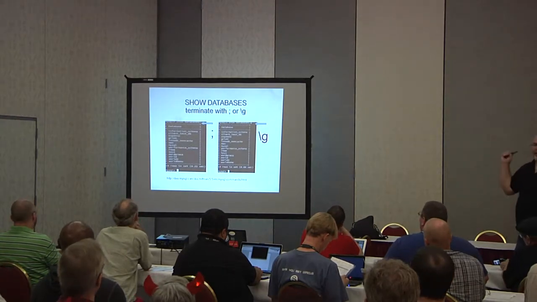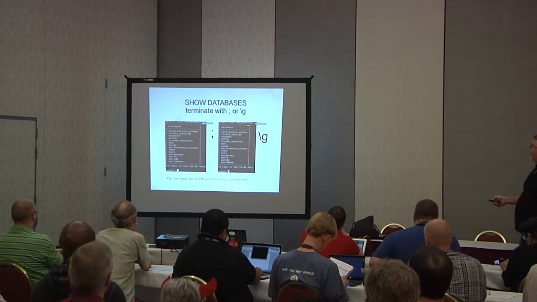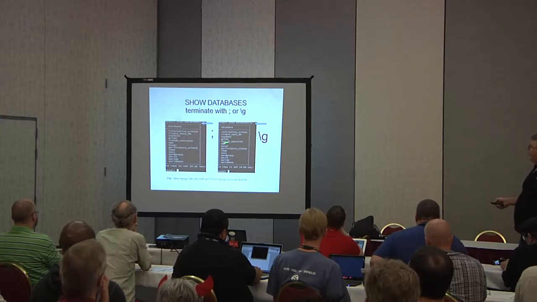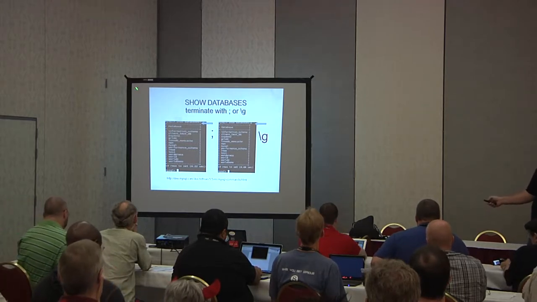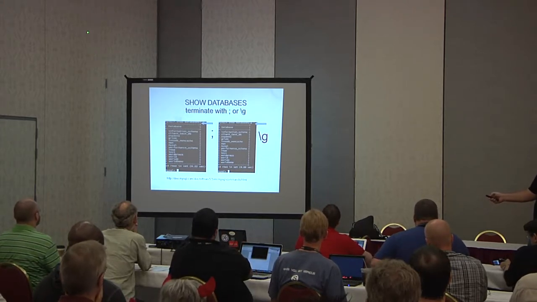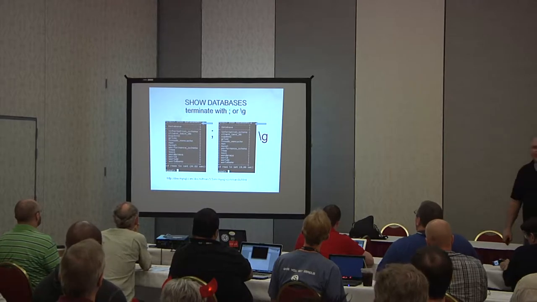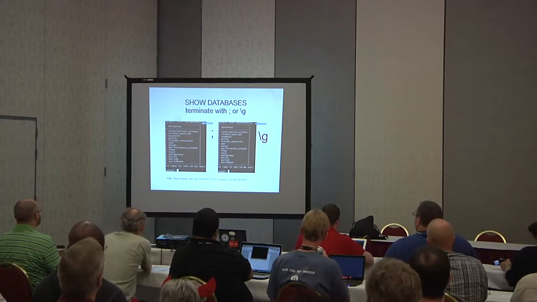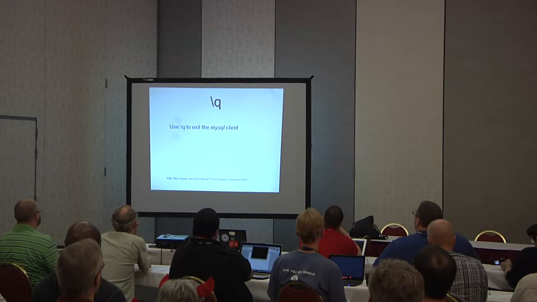Okay, so you're connected, you see the status, what can I actually do? Well, if you type the command show databases with a semicolon, or show databases with a \g, it'll show you the available databases out there on this box. Or rather, it'll show you the available databases on this box that you have permission to see. There's a subtle difference there. These are the ones that this user can use. Now someone asks, well, why have a semicolon and why have a \g? Just the way the standard is. Okay. Now I've got it there, I want to get out. \q for quit.